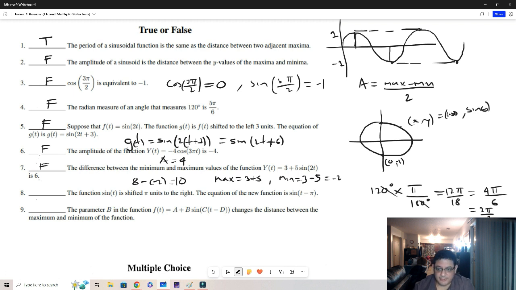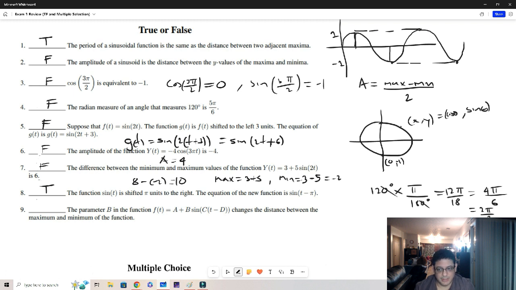Now question A says the function sine of t is shifted pi units to the right. Then we have the new equation being sine of t minus p. And this is correct. Since we don't have a specific velocity here impacting the sign, just making the minus 5 is going to move the function sine of t units to the right.